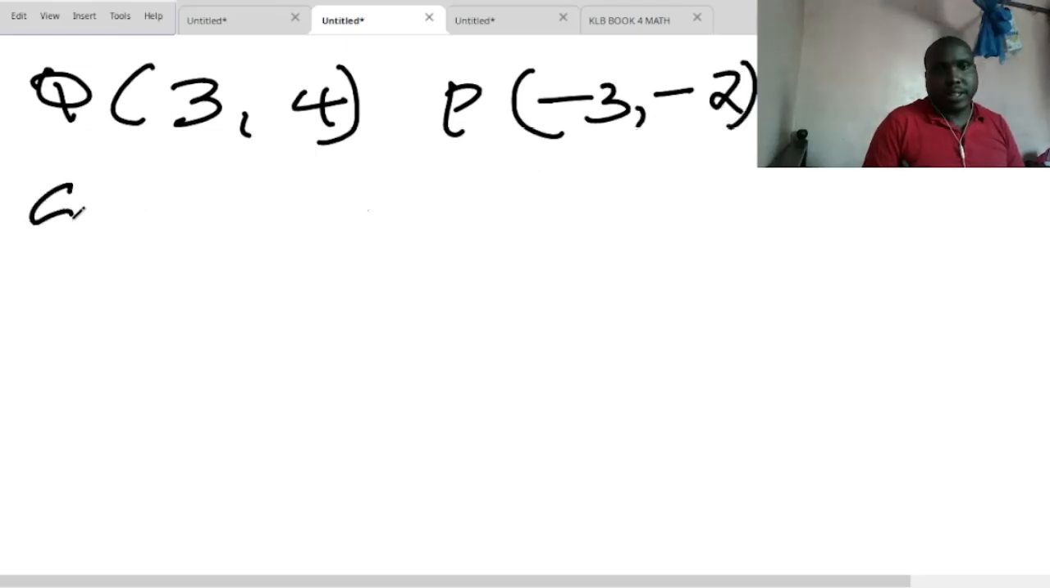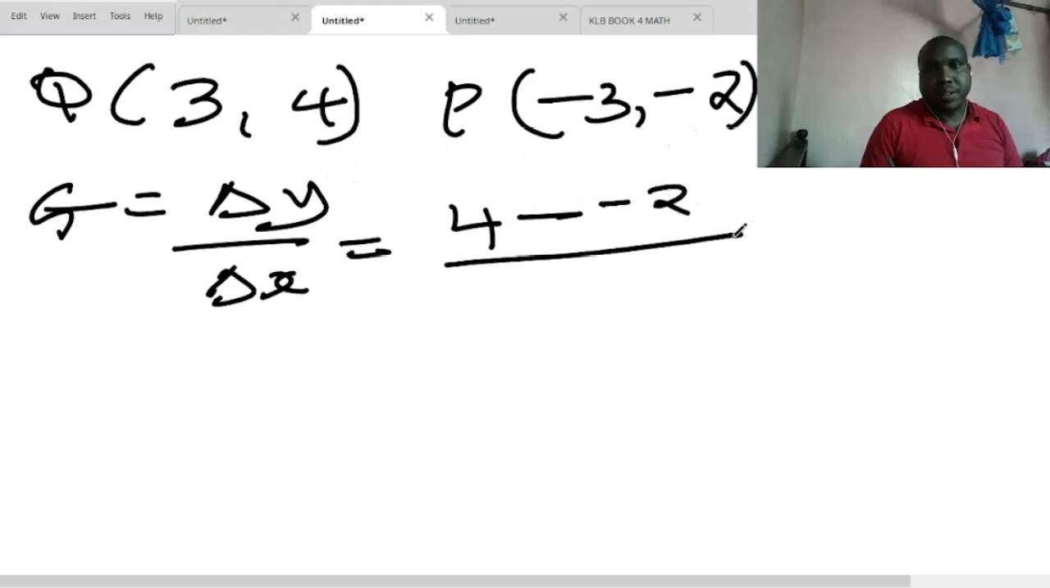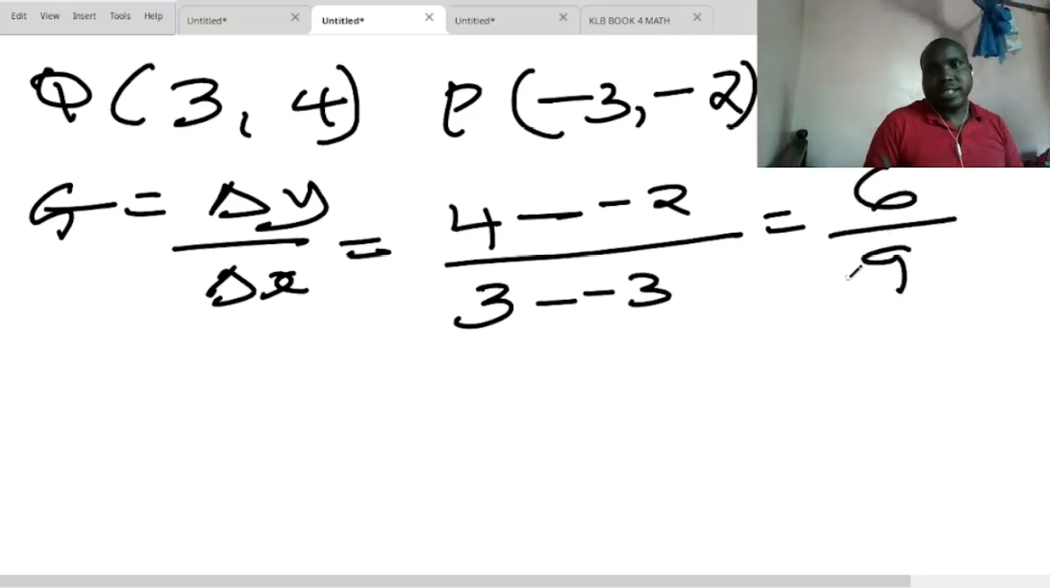So gradient is equal to change in Y over change in X. The change in Y here, if you begin with Q, Q's Y is 4, minus whatever we are subtracting, the other Y, which is -2. Divide by the X-axis, which will be 3 minus -3. So minus minus will be plus, giving 6 on top, and 3 plus 3 gives 6 on the bottom.